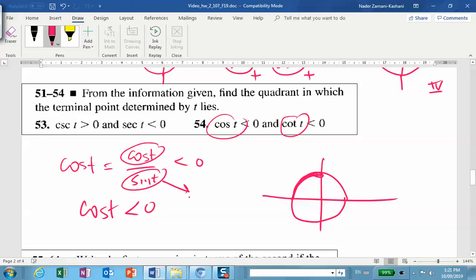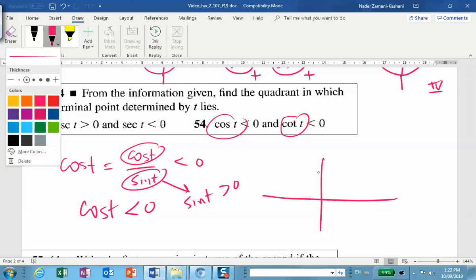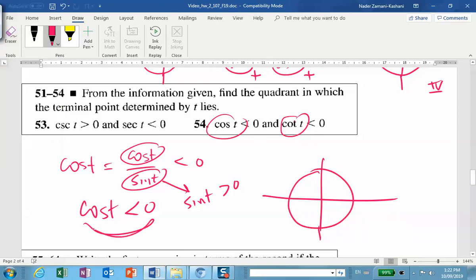So, where is it that cosine is negative? Let me draw this thing again. There we are. Okay. Where is it that cosine is negative and sine is positive? Well, that's again quadrant 3. So it just happens that both of these lead to the same answer, quadrant 3. This is quadrant 3, and this is also quadrant 3 by coincidence.